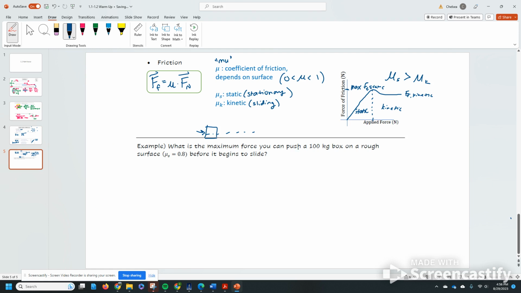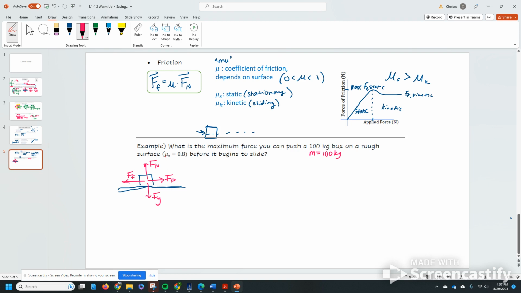All right, last example. What is the maximum force you can push a 100 kilogram box on a rough surface before it begins to slide? So we're trying to find this maximum peak here. Rough surface. Let's draw our free body diagram. We're pushing, let's call that FP for F push. Force of friction to the left. We have a normal force and the weight. We know that the mass is 100 kilograms, and we know the static coefficient.